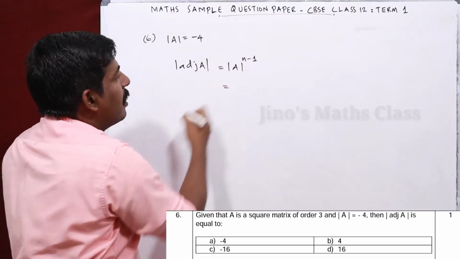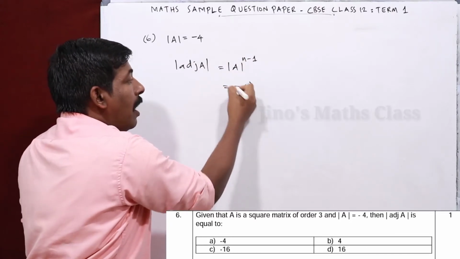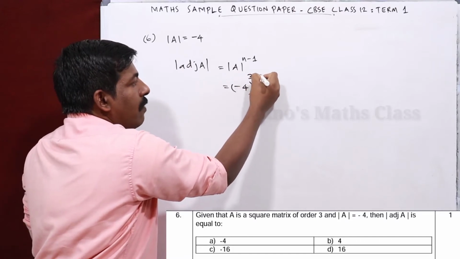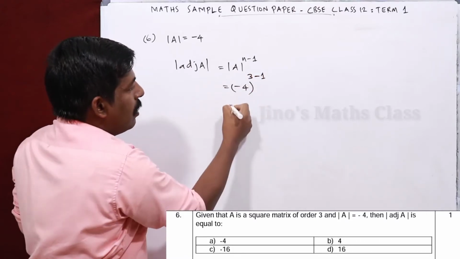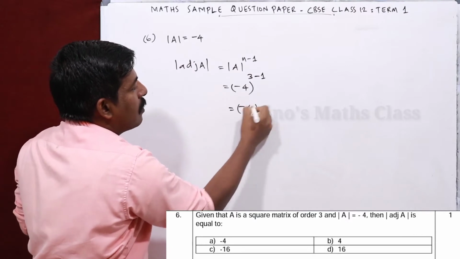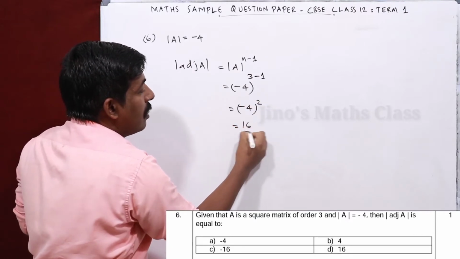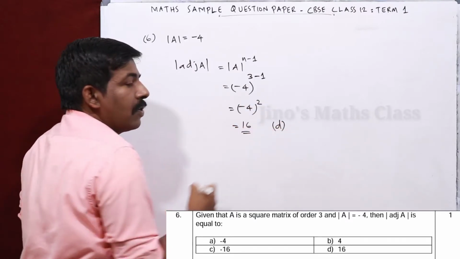So here determinant A is given, that is minus 4, and we know order is 3. So here we can substitute, so we will get 3 minus 1. So that is equal to (minus 4) square, that is equal to 16. So option D is the correct answer here.